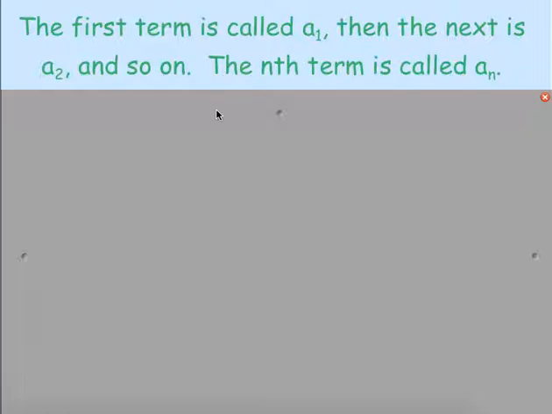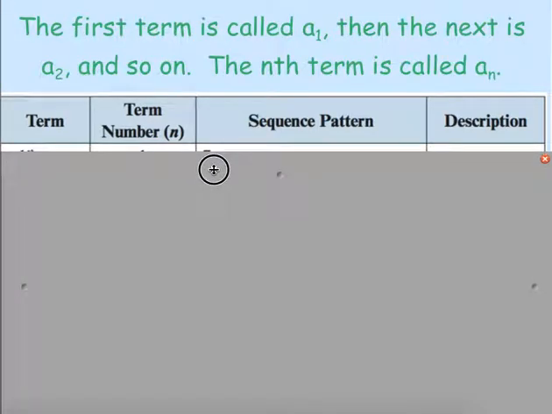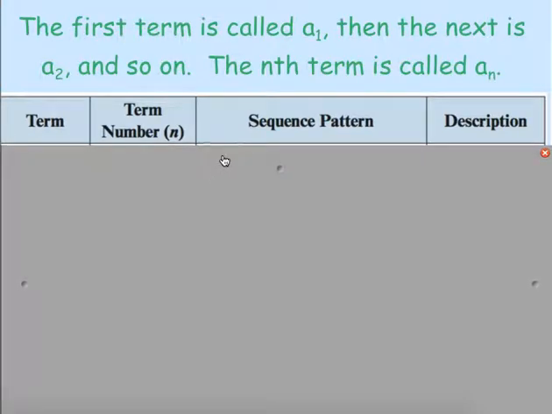We call each of these terms a certain name. a sub 1 is our first term, a sub 2 is our second, a sub 3 is our third, and a sub n is our nth term, saying maybe we want the 100th or the 1000th. Whatever we want is our nth term, a sub n. We're going to look at a pattern to figure out what formula we can use for these arithmetic sequences.